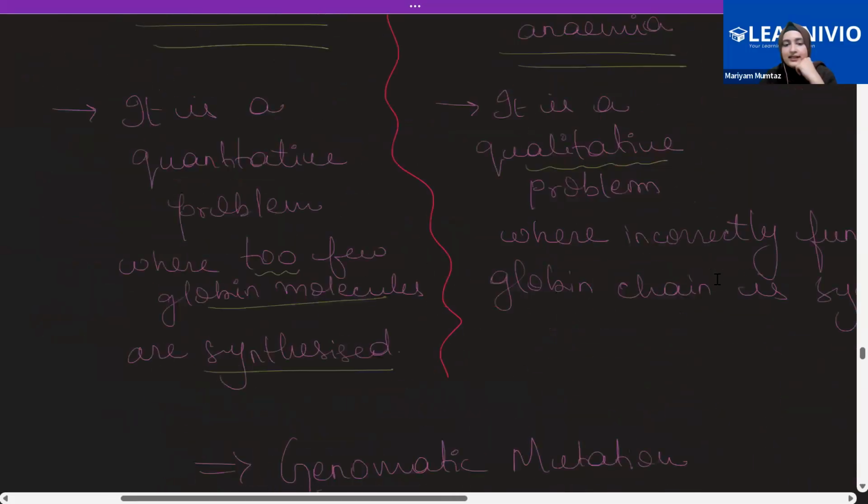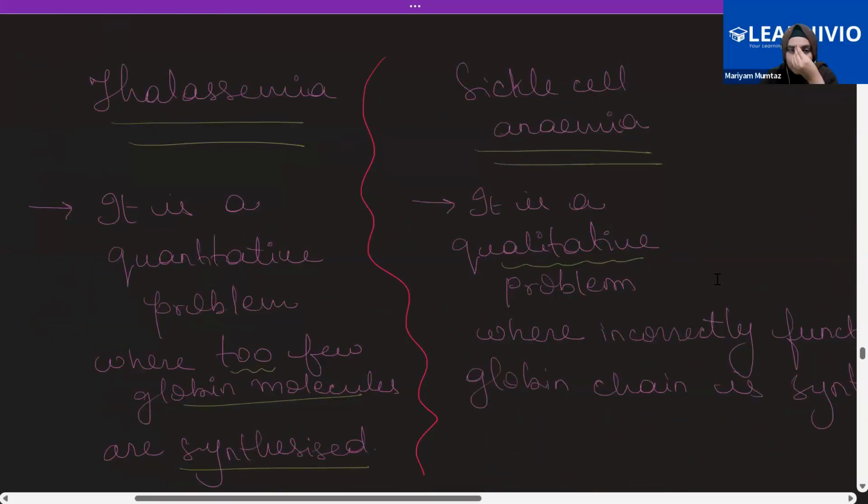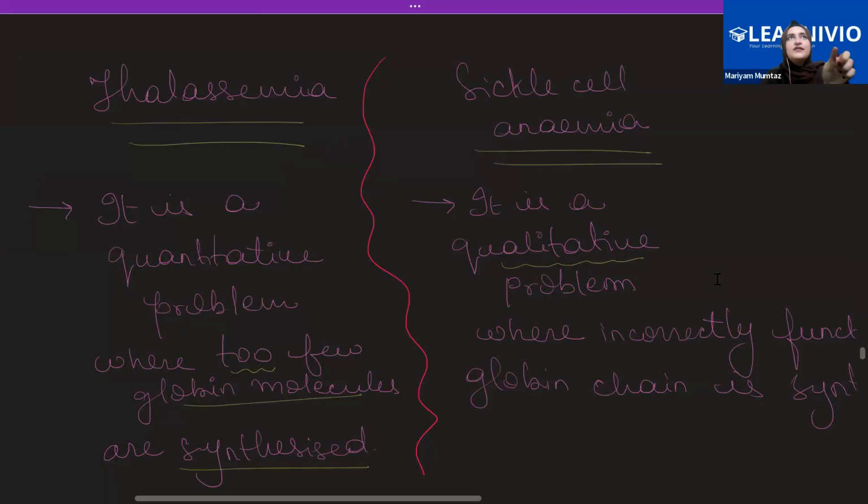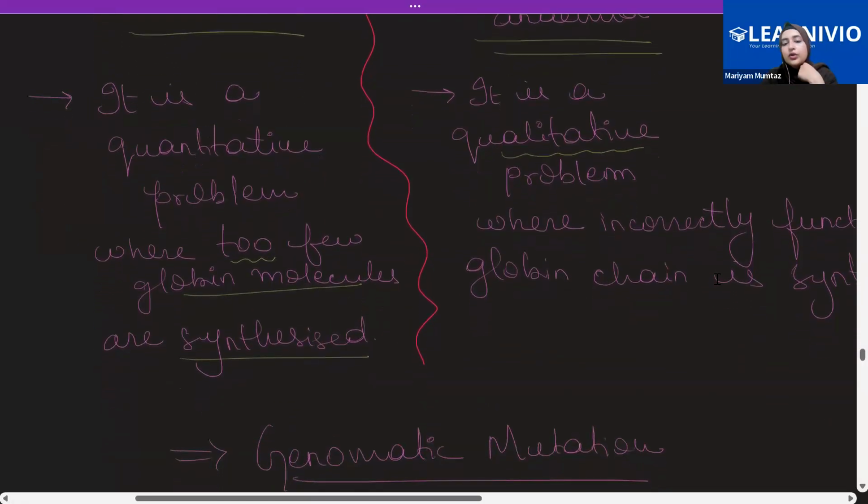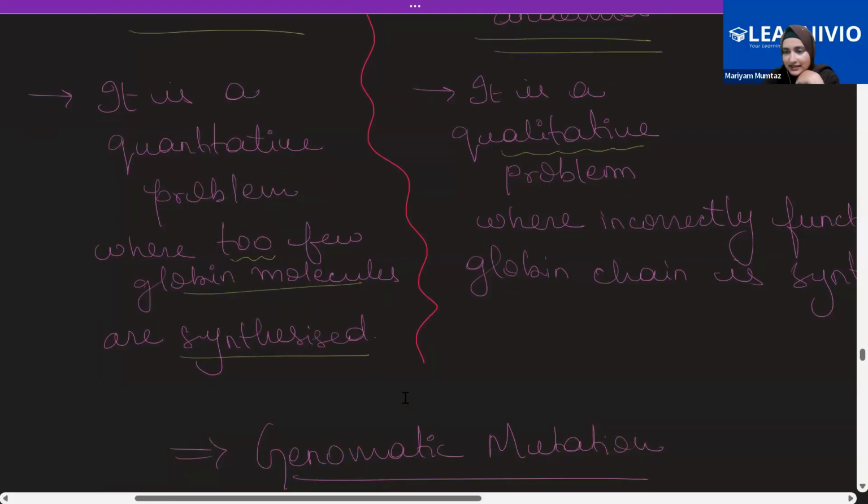Now let us see the comparative analysis of thalassemia and sickle cell anemia. Why have I added it? Because I have seen a question that asks how thalassemia and sickle cell anemia are different from each other. So firstly, thalassemia is a qualitative problem. Qualitative means the hemoglobin can either miss the alpha or beta chain. Because of that, we call it a qualitative problem, where too few globin molecules are being synthesized.